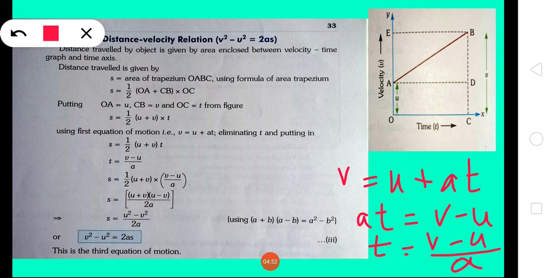So we will get, you can see the next step here, S is equal to half into u plus v, and instead of t we are writing v minus u by a. So try to calculate this and finally you will get the third equation, which is v square minus u square is equal to 2as, or you can write it as v square is equal to u square plus 2as, and this is the third equation of motion.